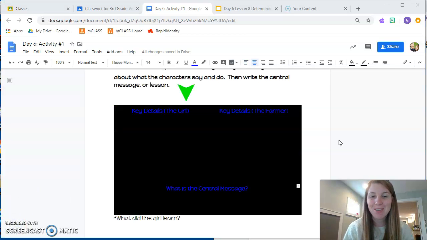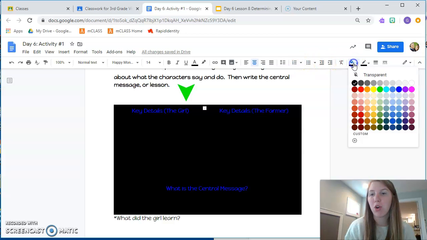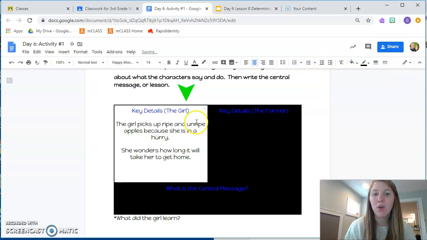All right, guys, hey, welcome back. I hope that you have your chart filled out. Yours obviously should not look like this, but I'm about to reveal my answers to you. So I went through and I read the story of the girl and the apples. And as I was reading, I was jotting down things the girl did and said and things that the farmer did and said. So let's look at what I wrote for the girl first. For the girl, I wrote, the girl picks up ripe and unripe apples because she's in a hurry. And I put, she wonders how long it will take her to get home.